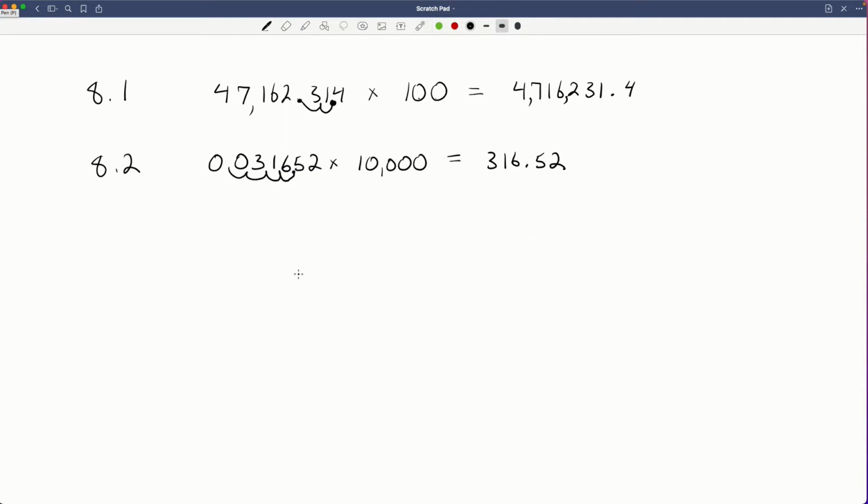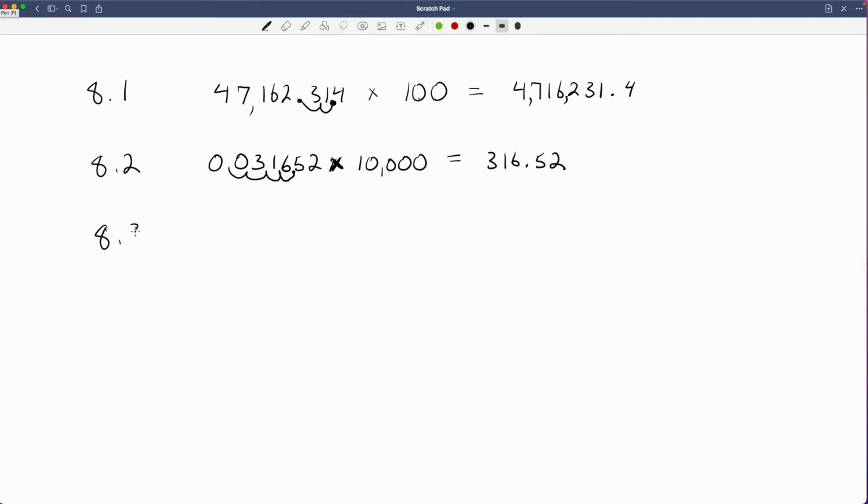So let's try one more. Actually, let me talk about the division of this for just a moment. When we multiply, we move the decimal to the right, right? So when we divide, the number gets smaller. So when we divide by a power of 10, we're going to move the decimal to the left.